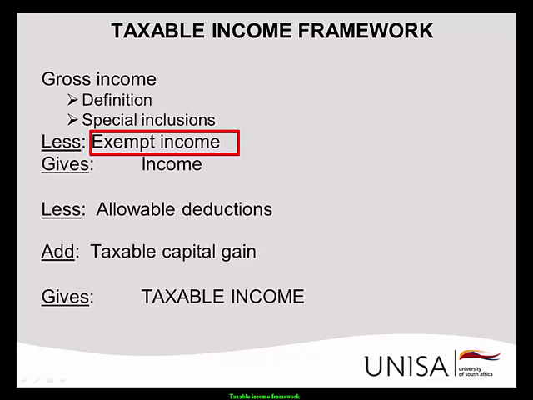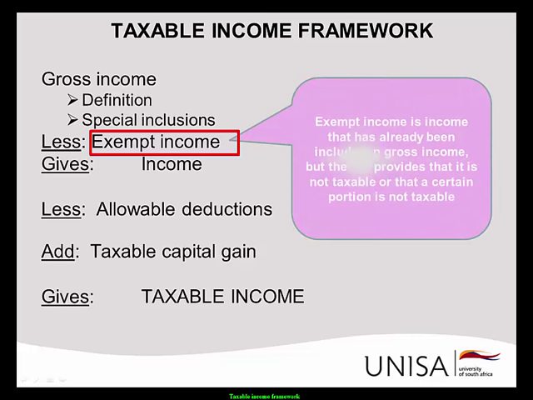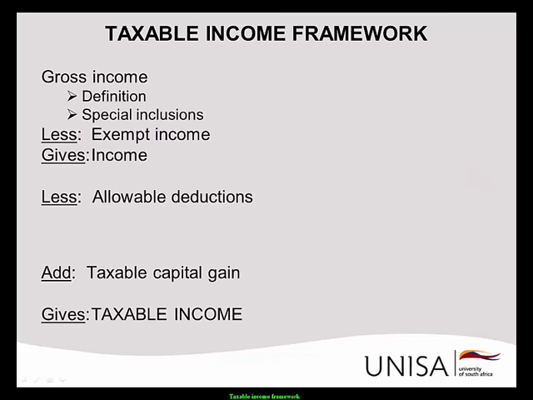In terms of exempt income, we can only deduct something that has already been included in gross income. We can't just deduct an amount because Section 10 says that an exemption exists. The total that you calculate at this point is referred to as income. It's important to know this, as some of the deductions are based on a percentage of income, and it's this defined term of income that the Income Tax Act is referring to.